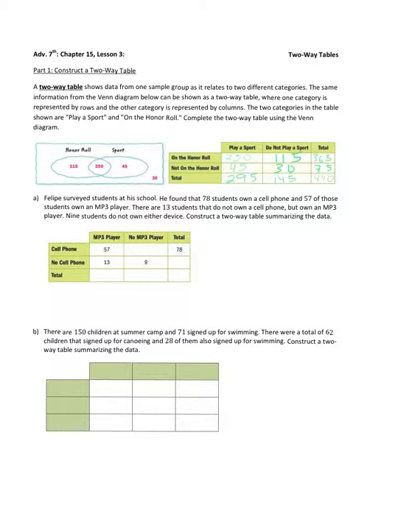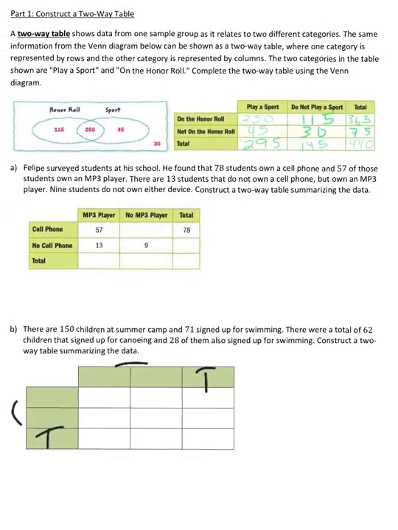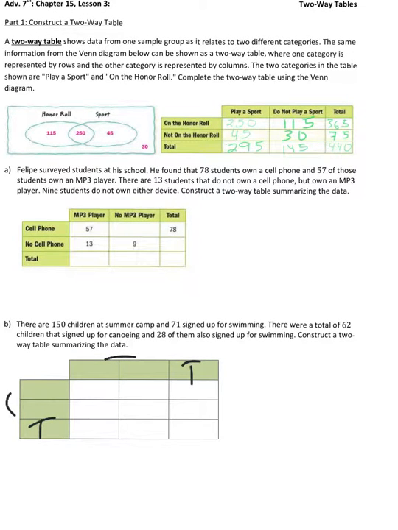So notice the difference from A to B. A's got titles, MP3 versus no MP3 player, or cell phone versus no cell phone, and totals. So when you do B, those should be your totals. These two should talk about one activity, these two should talk about the other. One is yes, they do it, one is no, they don't. All right, let's do A. Partially filled in. Felipe surveyed students at his school. He found out that 78 students own a cell phone.